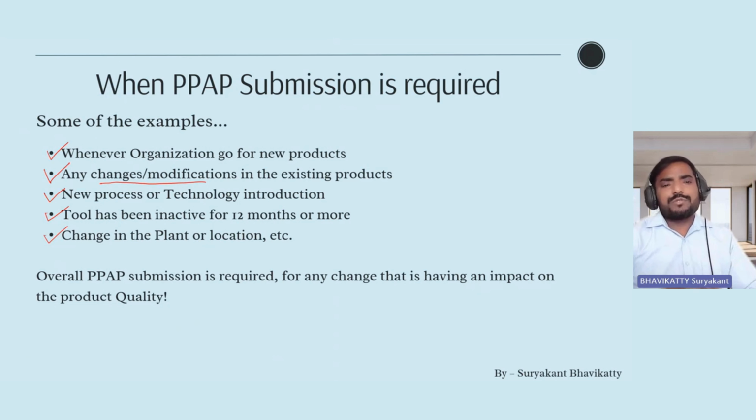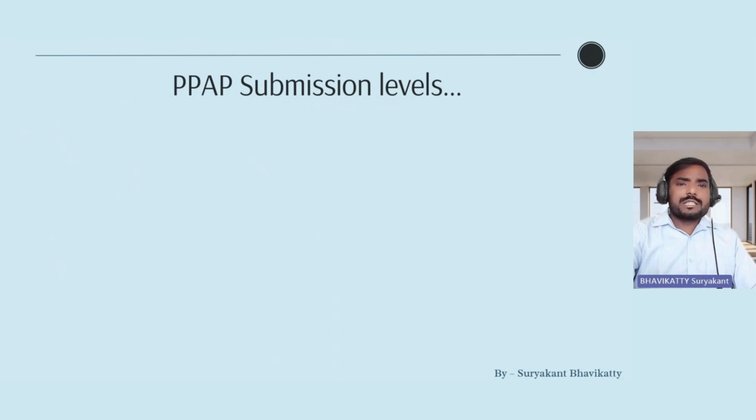So I have just mentioned some of the important examples here to submit the PPAP. But other than this, generally speaking, any change related to the product or process, if it is having an impact on the product quality or the process quality, in that condition, you have to notify the customer and get it approved. So this is very important. The last statement is very, very important, which is having the impact on the product quality. Those changes you have to communicate, notify and get approved from the customer prior to the implementation.